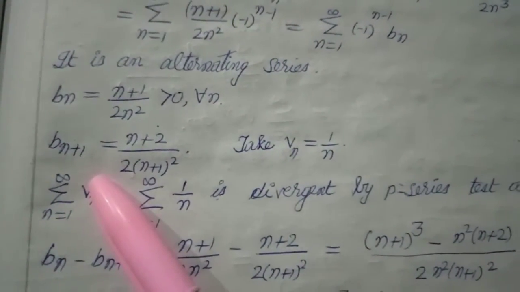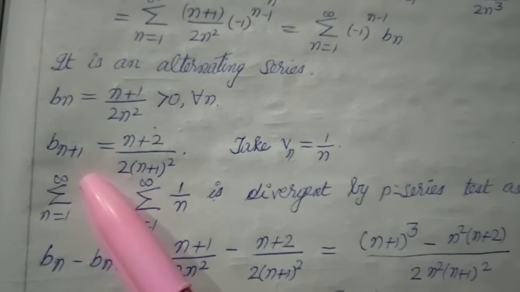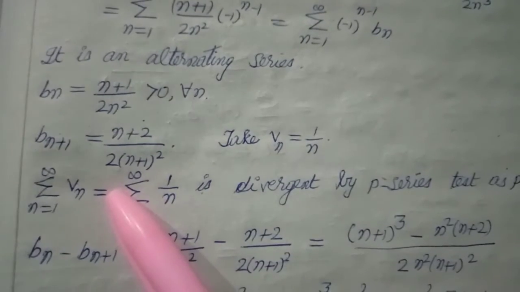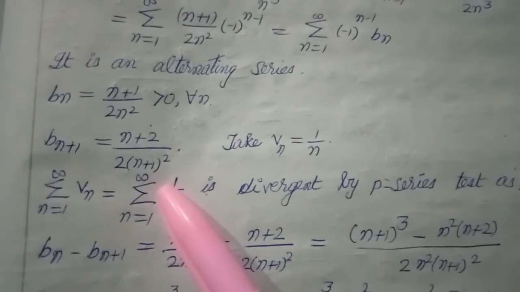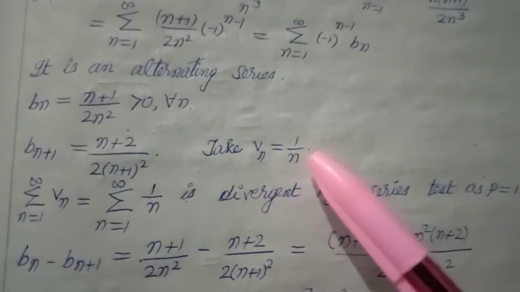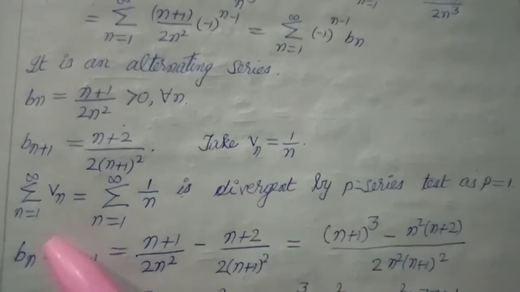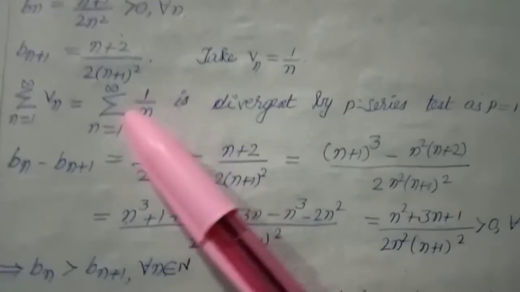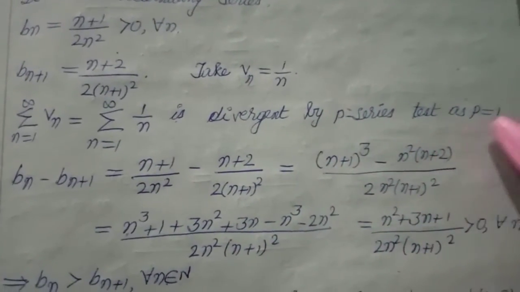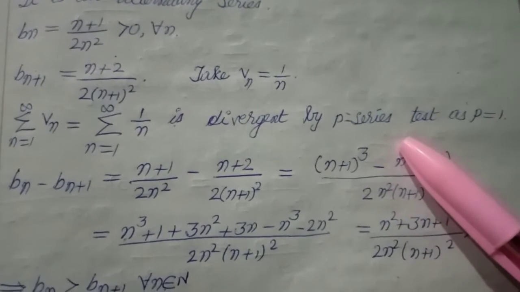Our bn should be greater than bn plus 1 for all n value. Let's find out bn plus 1. Replace n by n plus 1. So your bn plus 1 becomes n plus 2 divided by 2 into n plus 1 whole square. Now here there is a little change in the problem. We will take Vn is equal to 1 by n. So when I find sigma Vn, this is sigma 1 by n, this becomes divergent by P series as P is equal to 1.